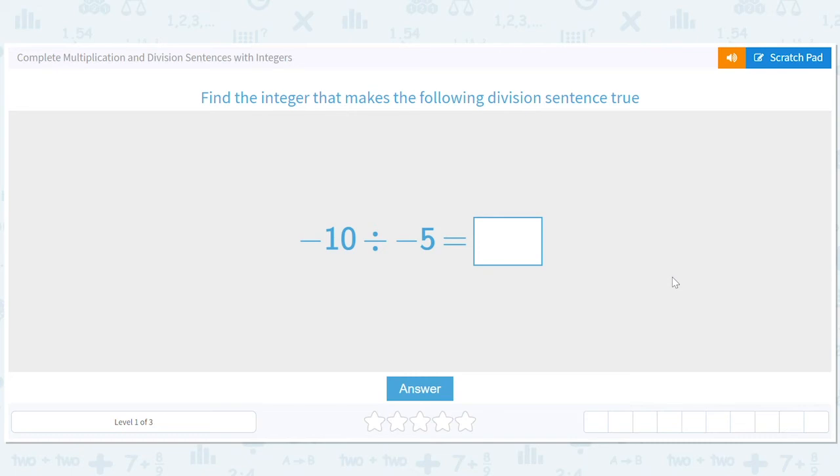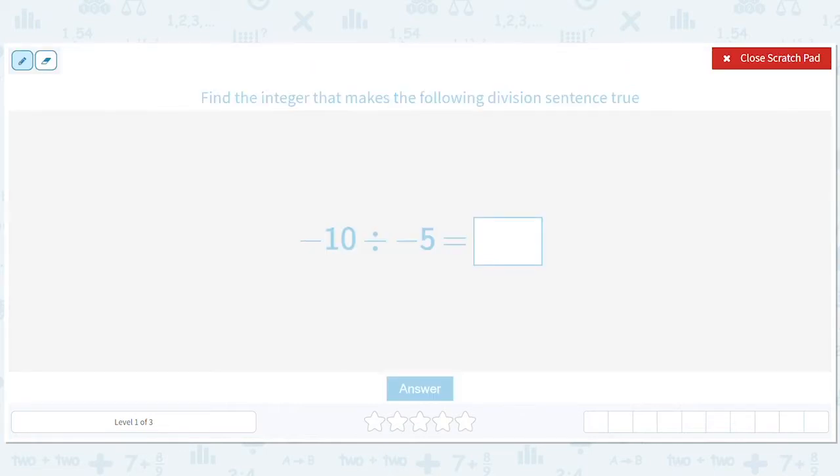Let's multiply and divide some integers. So we're going to complete multiplication and division sentences with integers. Perfect. So big picture, whenever you divide or multiply and you have two negatives, you can think of them canceling out. If you have one negative, it stays.